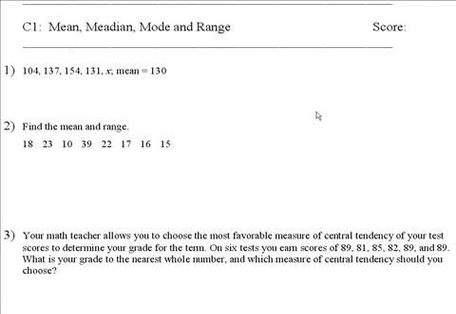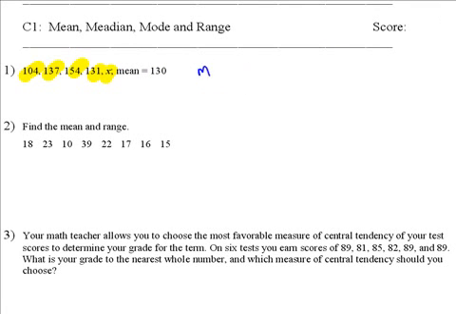Okay, we're going to go over our first exam here, concepts 1, 2, and 3. Concept 1 was mean, median, mode, and range. In the first question, we're given 4 values and an unknown value that have a mean of 130, and we're asked to find that unknown value so that we get a mean of 130.